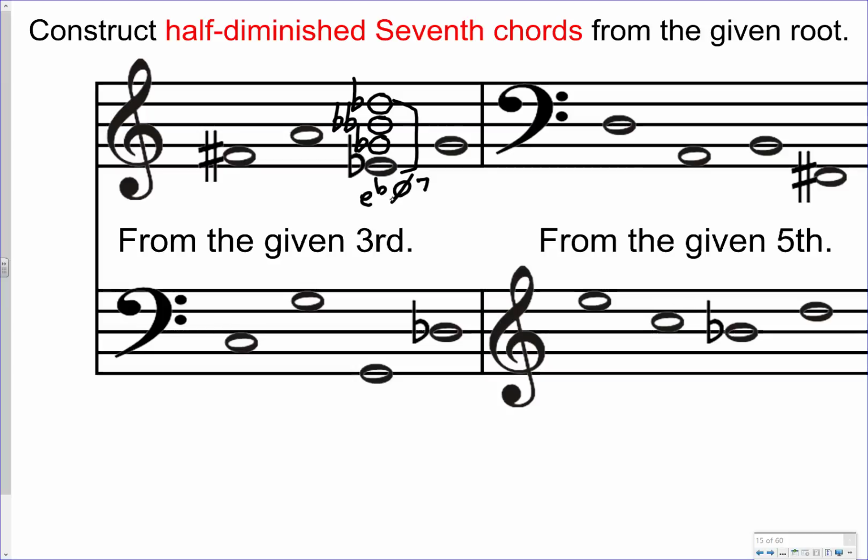Please don't forget to put your slash inside your circle to indicate half-diminished. You don't need to supply the chord symbol as I have done. Just construct half-diminished 7th chords. We're not going to do an example together for the given third and the given 5th. What I'd like you to do now is, on your staff paper, construct all these half-diminished 7th chords without altering the given note. And we'll check back with our answers in just a few.